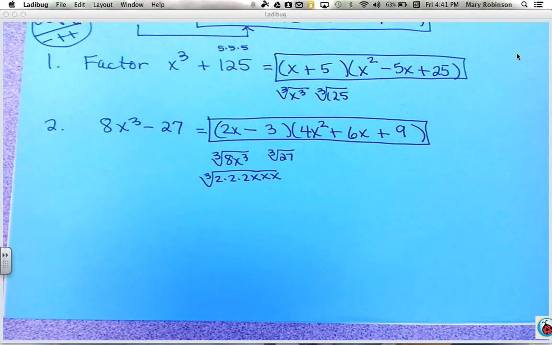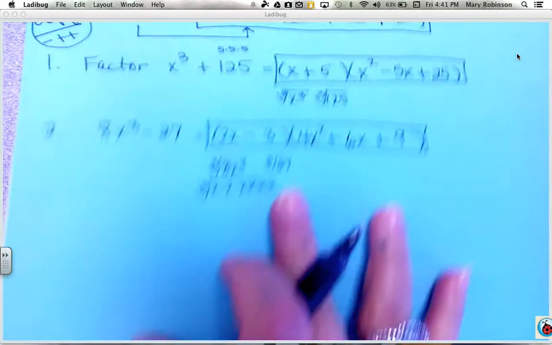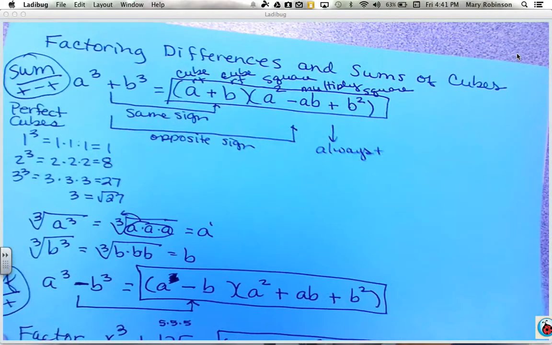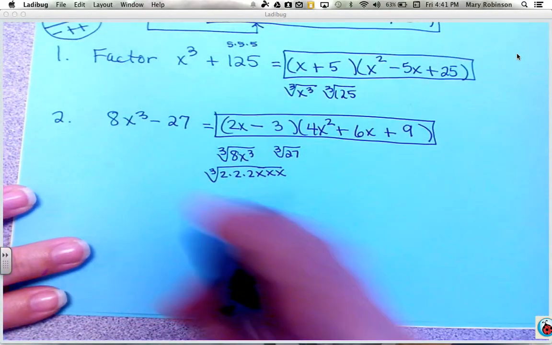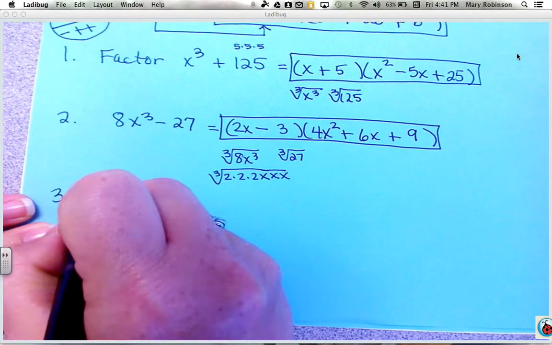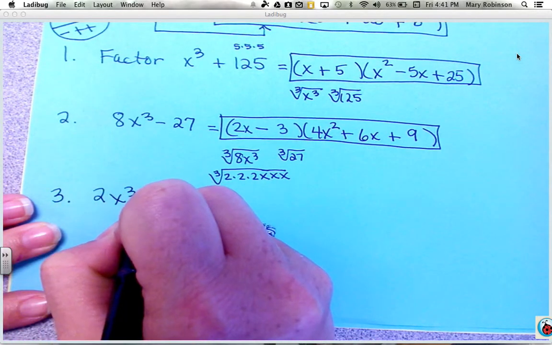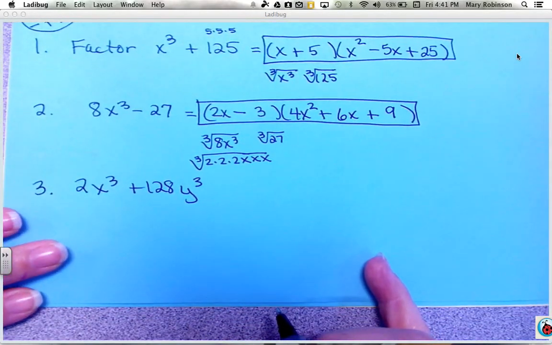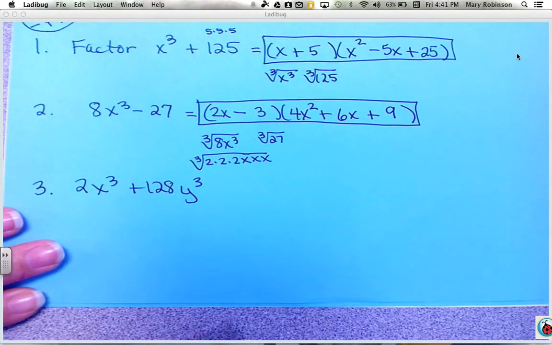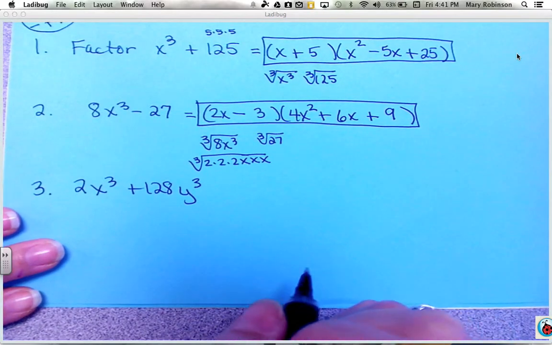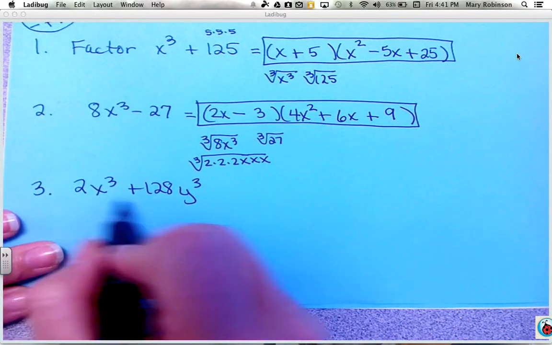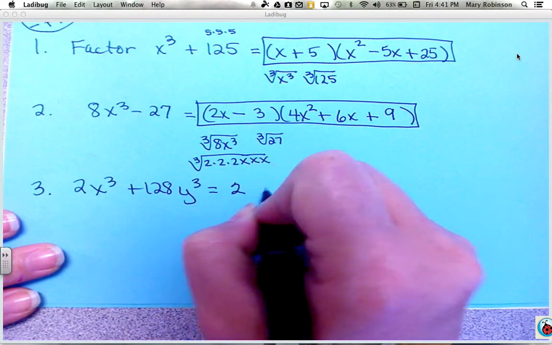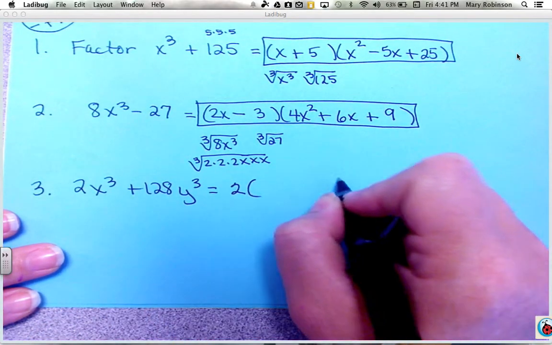So you need to remember the sign pattern, and remember that little chant there that I use. Cube root, square, multiply, square. It comes in handy. So next, let's take a look at this example. 2x cubed plus 128y cubed. When we take a look at this, again, the first thing we should do is try to identify if there's a GCF we should pull out. In this case, because 2 and 128 are both even, we do want to recognize that we can pull a 2 out. There are no variables that they have in common.